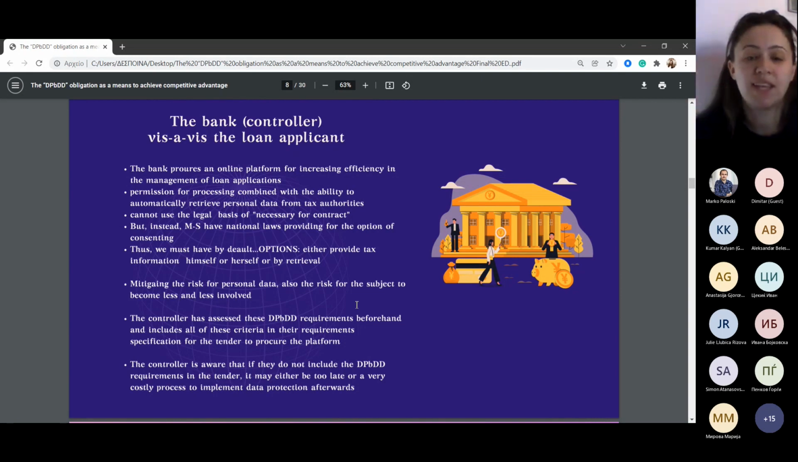The controller has assessed the data protection by design and by default requirements beforehand, and must include all of these criteria in the requirement specification for the tender to procure the platform. It is very important to underline here that the public administration, and also the private administration of a bank, both have the responsibility to lead by example, and when procuring platforms for increasing efficiency, they are suggested to include these criteria.